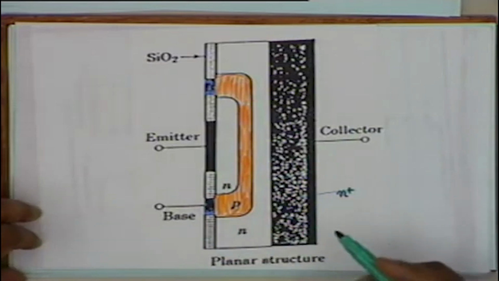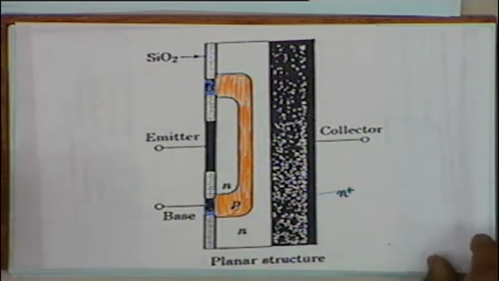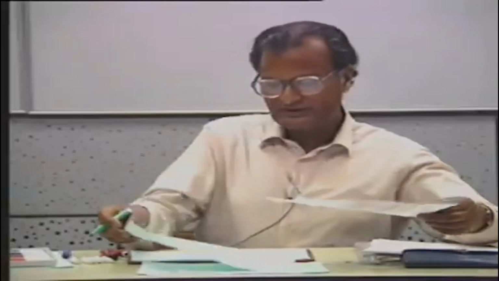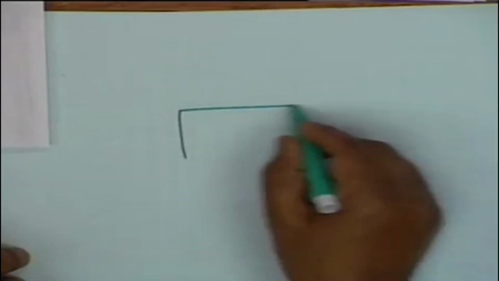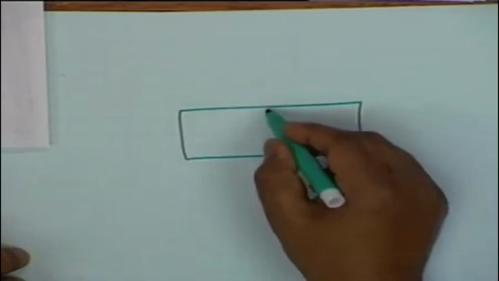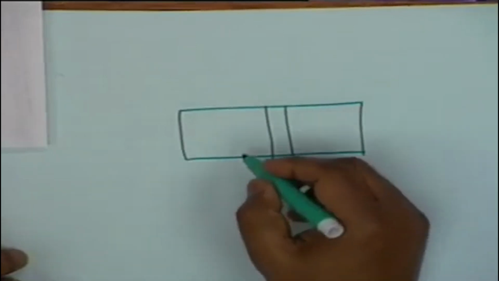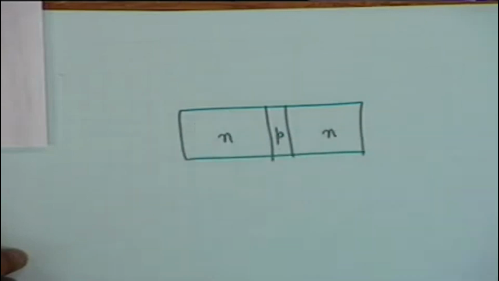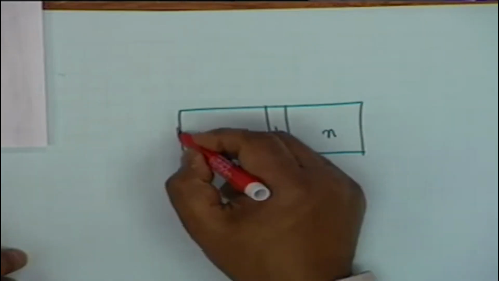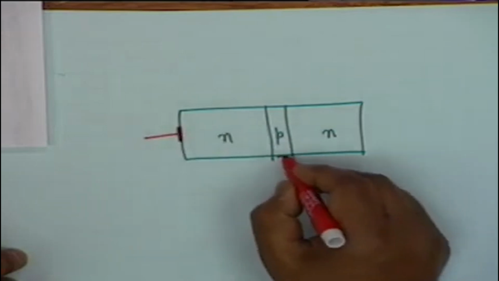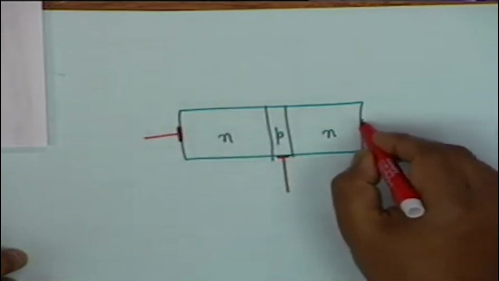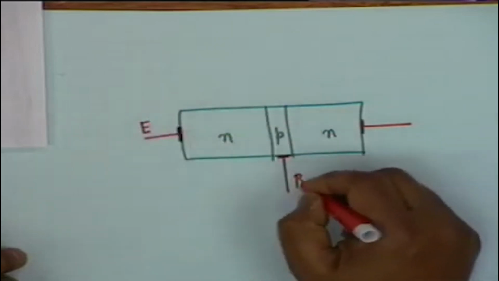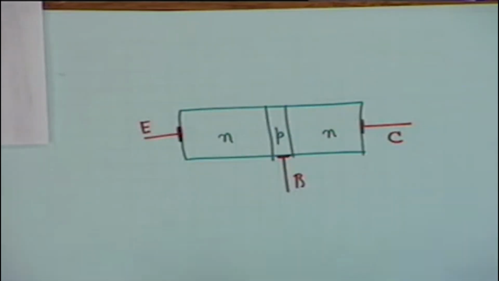emitter, base and collector, and in a simple diagrammatic representation we shall simply represent it by means of a block like this. We have N type, P type and N type. Then we have taken contacts like this, a contact like this and a contact like this. Okay. This is my emitter, this is base, this is collector.